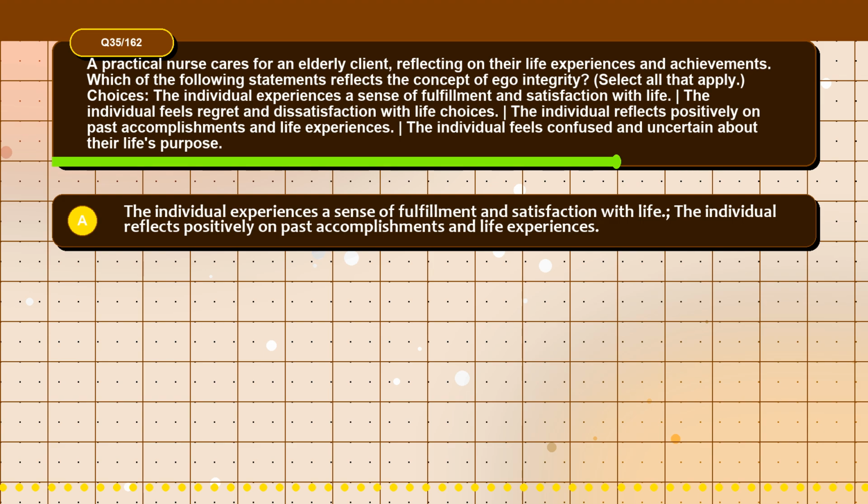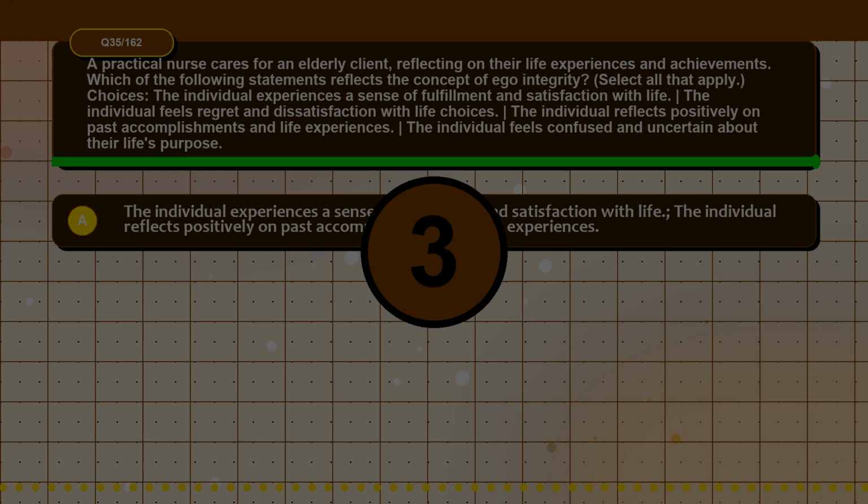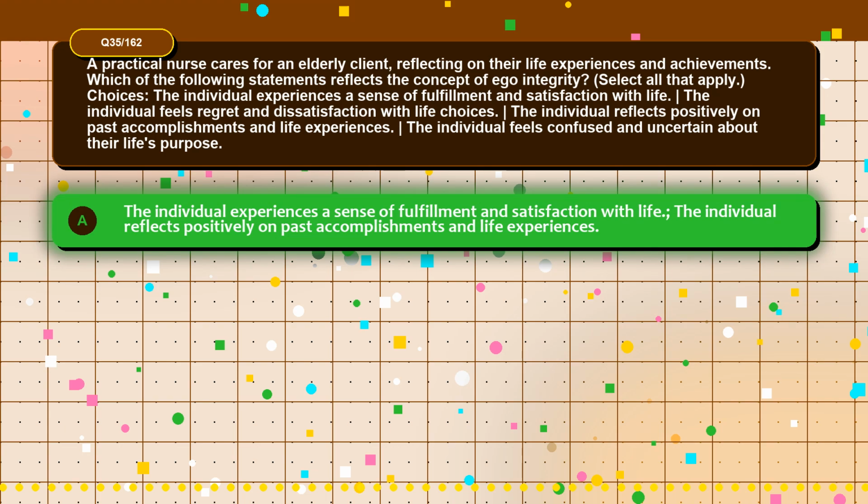Here are the options. Option A. The individual experiences a sense of fulfillment and satisfaction with life. The individual reflects positively on past accomplishments and life experiences. The correct answer is option A. The individual experiences a sense of fulfillment and satisfaction with life.